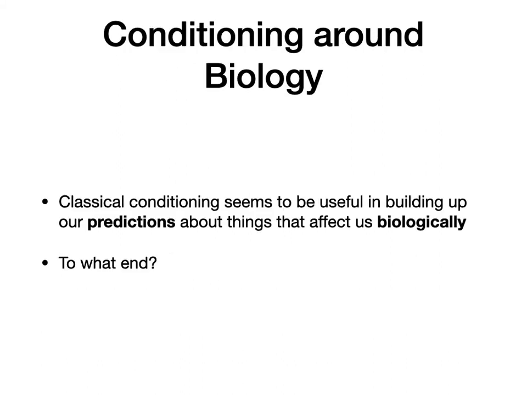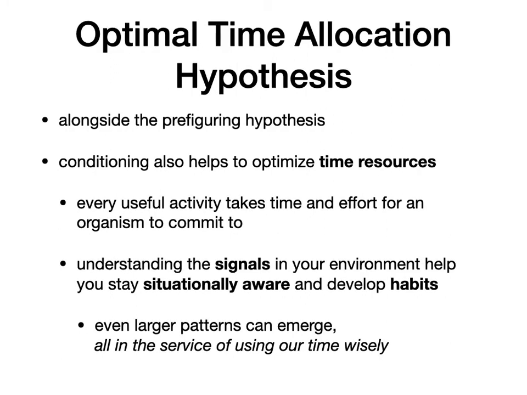So, conditioning and biology. Classical conditioning seems to be useful in building up our predictions about things that affect us biologically. But what's the goal here? Why would a system arrange itself around these things? There's a basic pattern that we're seeing, like, oh, it's nice to be able to prepare, sure. But what is driving this evolutionarily? And that is the optimal time allocation hypothesis.